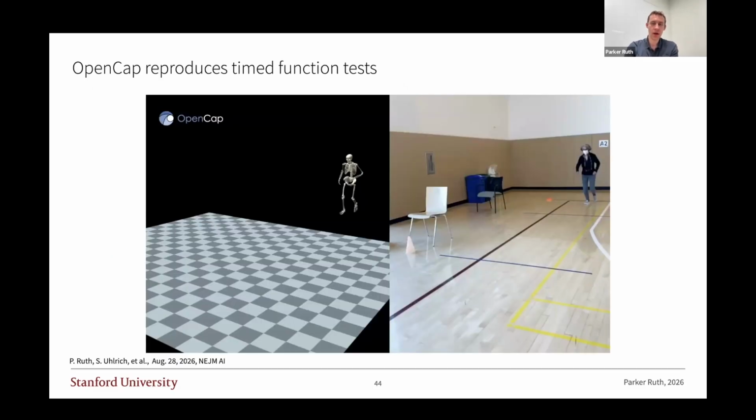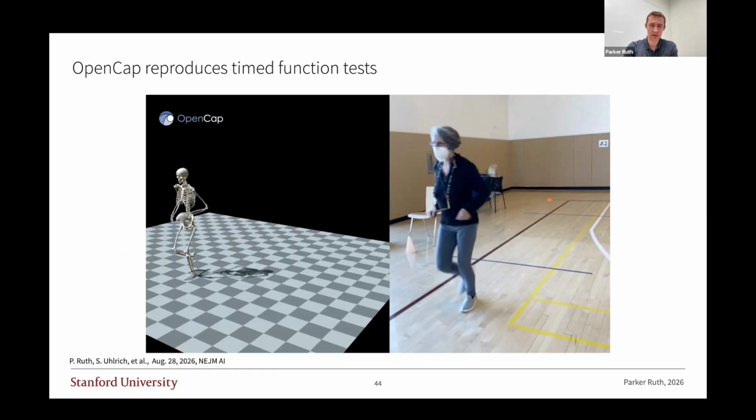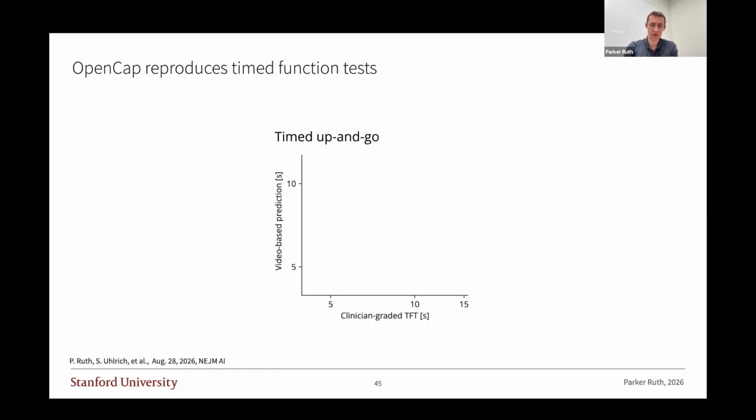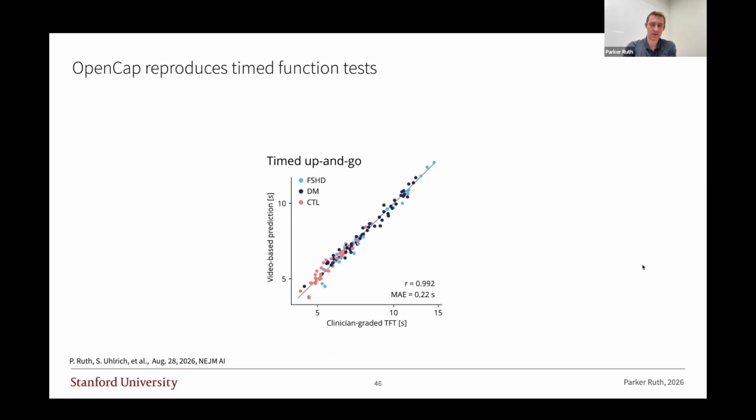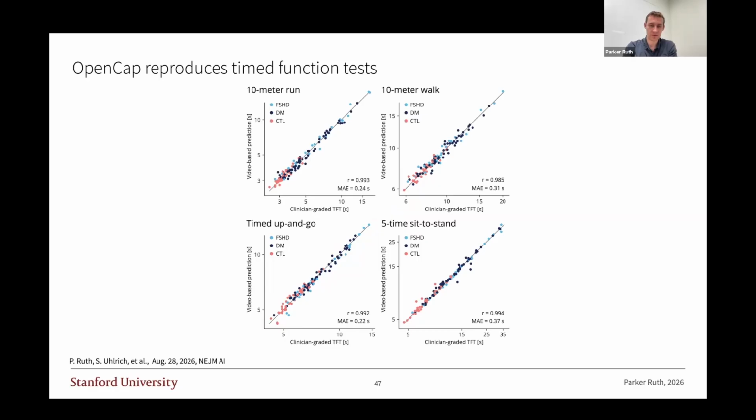So the first finding, perhaps unsurprisingly, is that OpenCap is able to reproduce what we measure with time function tests. Because we can directly compare the stopwatch scores and the videos, we can plot them to make sure that they agree with each other. So when we try to automatically extract time function tests from our clinician-graded TFTs, we see they agree very closely. That's true for the timed up and go task. In fact, it's true for all 4 of the time function tests that we studied. This is encouraging because it means switching to OpenCap, we're not losing any information by going this direction.